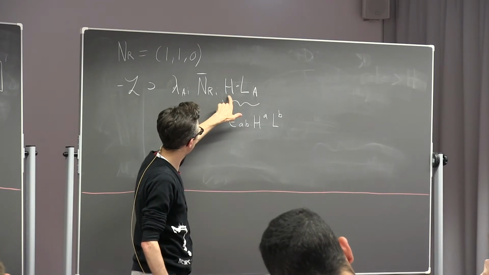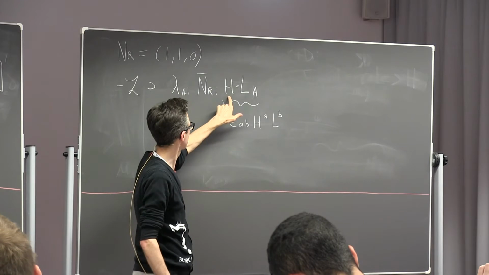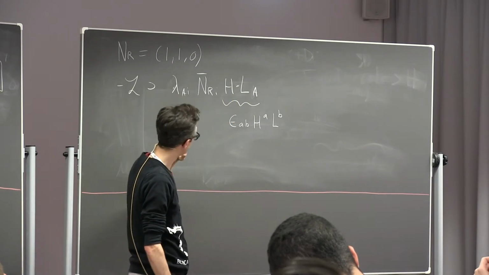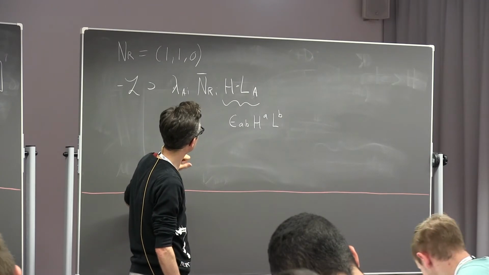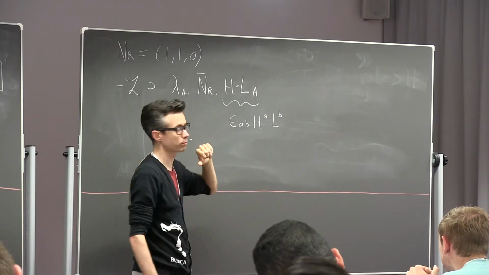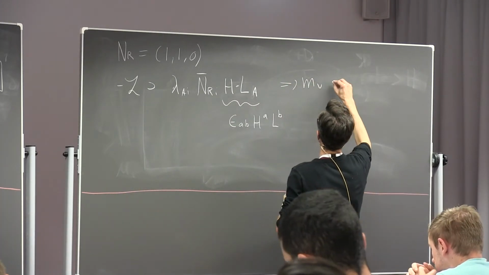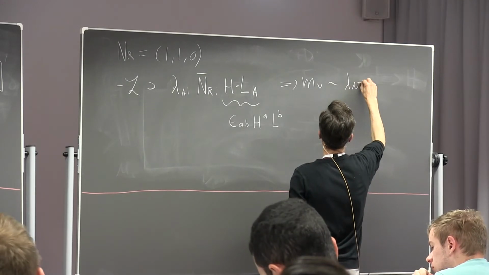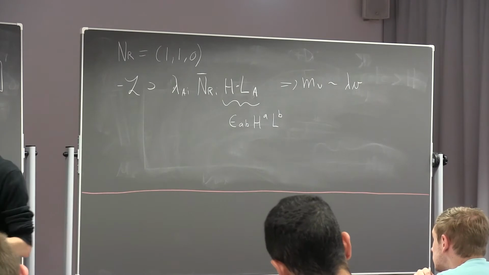The hypercharge of my Higgs cancels out the hypercharge of this. So the lepton has -1/2, the Higgs has +1/2. This has nothing. So this is gauge invariant. And after electroweak symmetry breaking, I turn on the Higgs vev, and it turns out that this predicts a neutrino mass that goes like lambda v, where lambda is the Yukawa coupling and v is the Higgs expectation value.